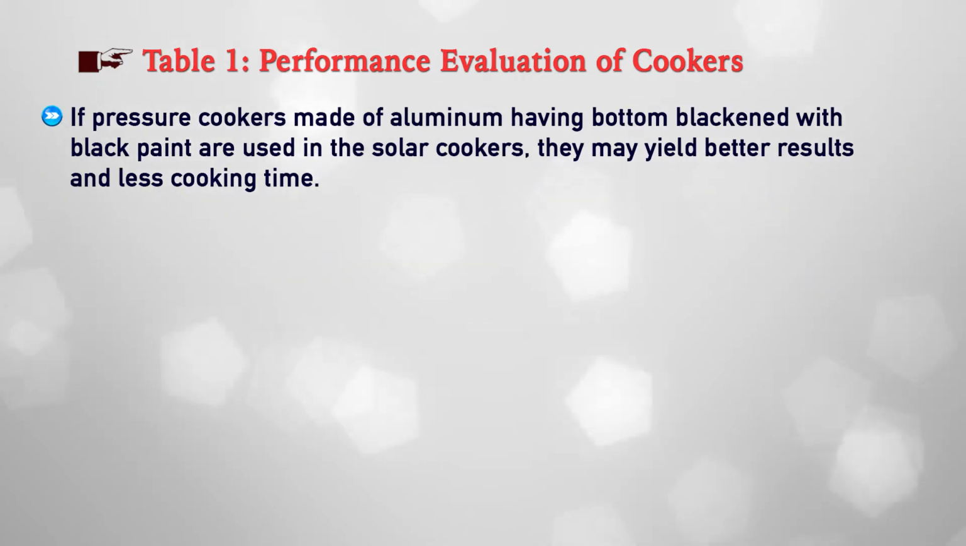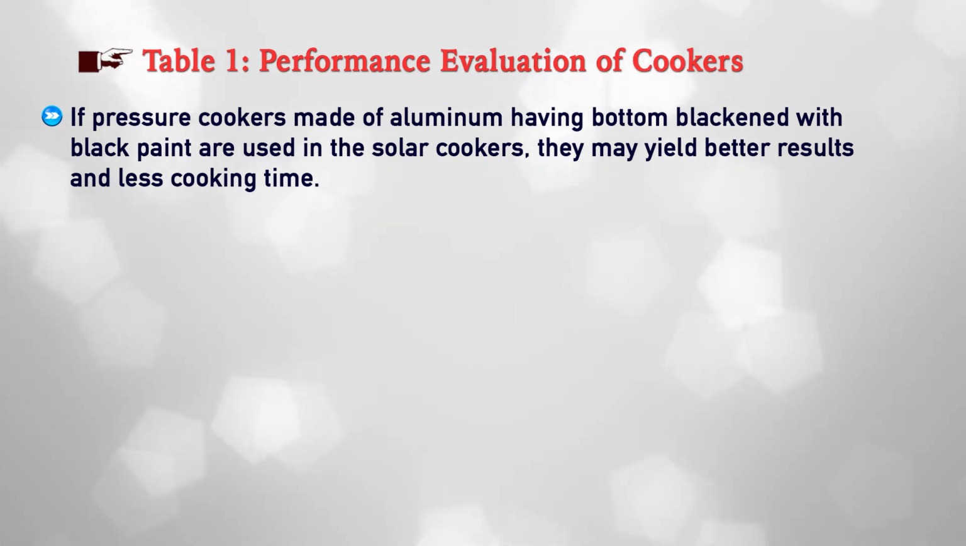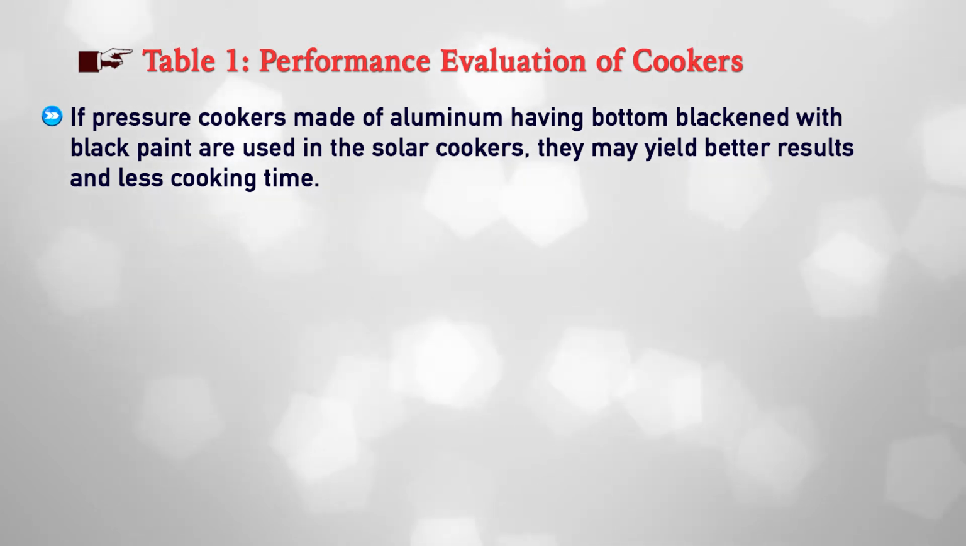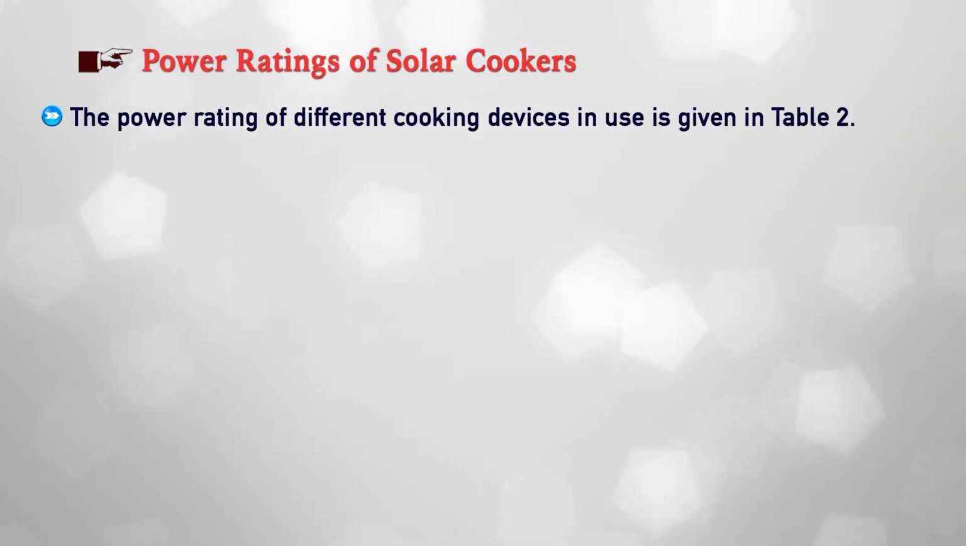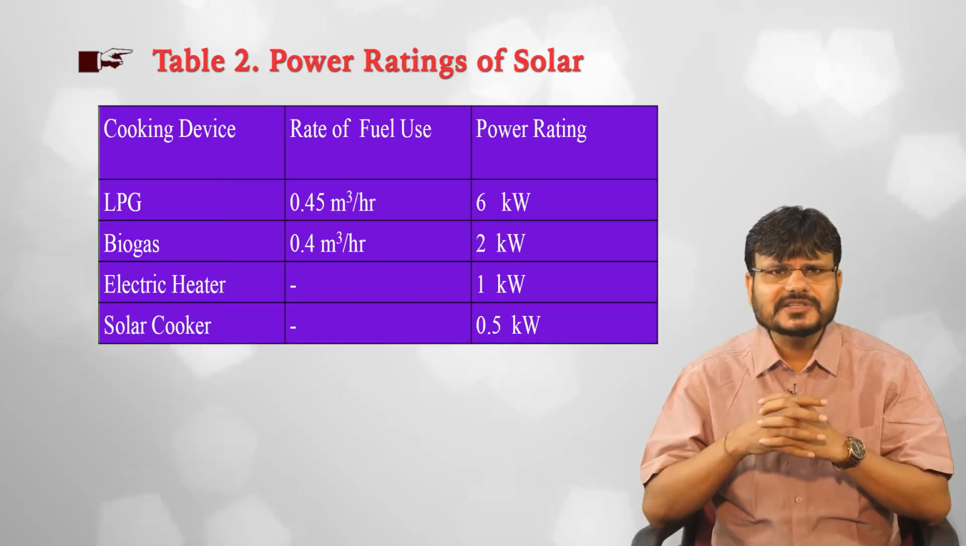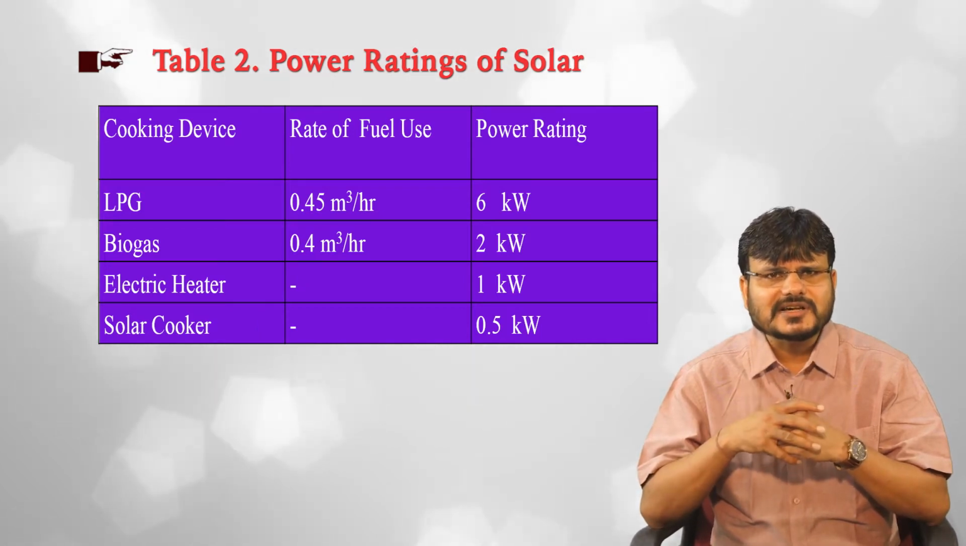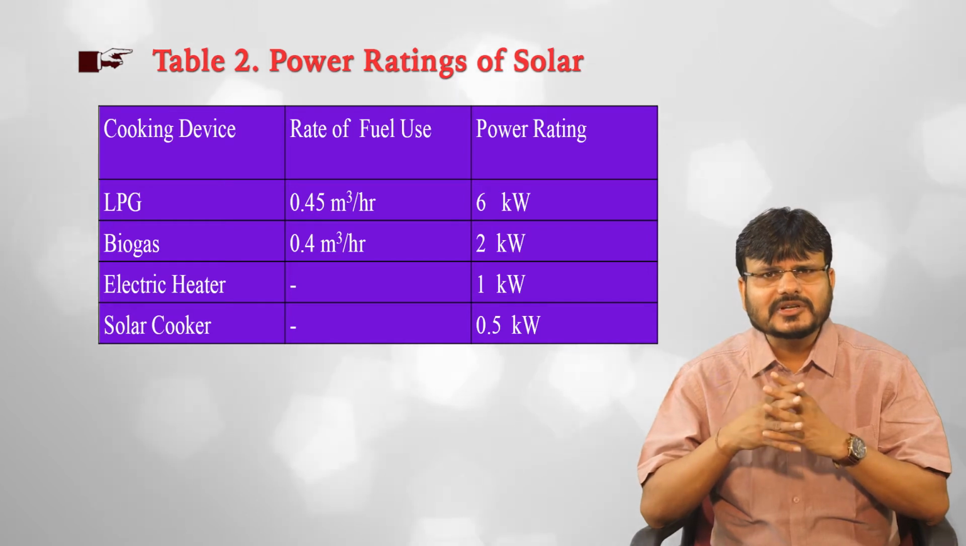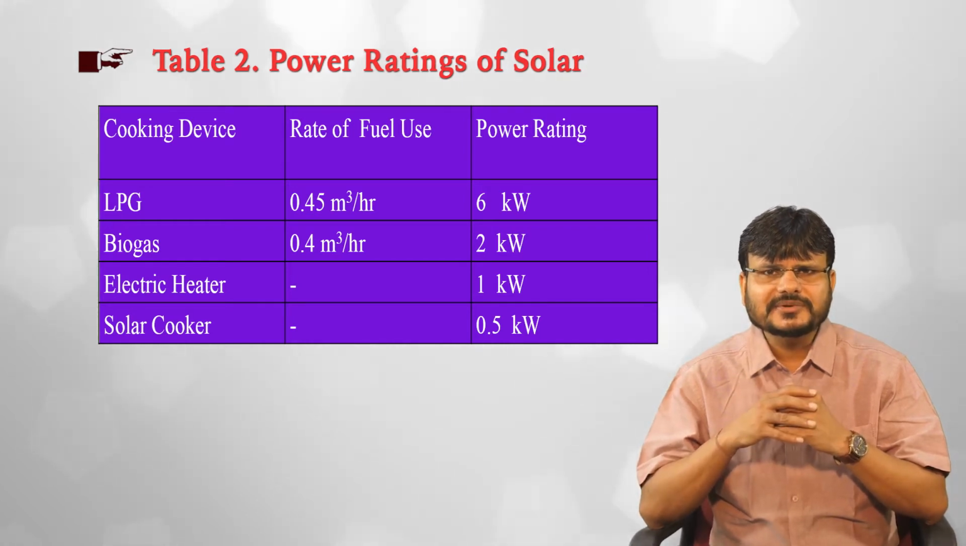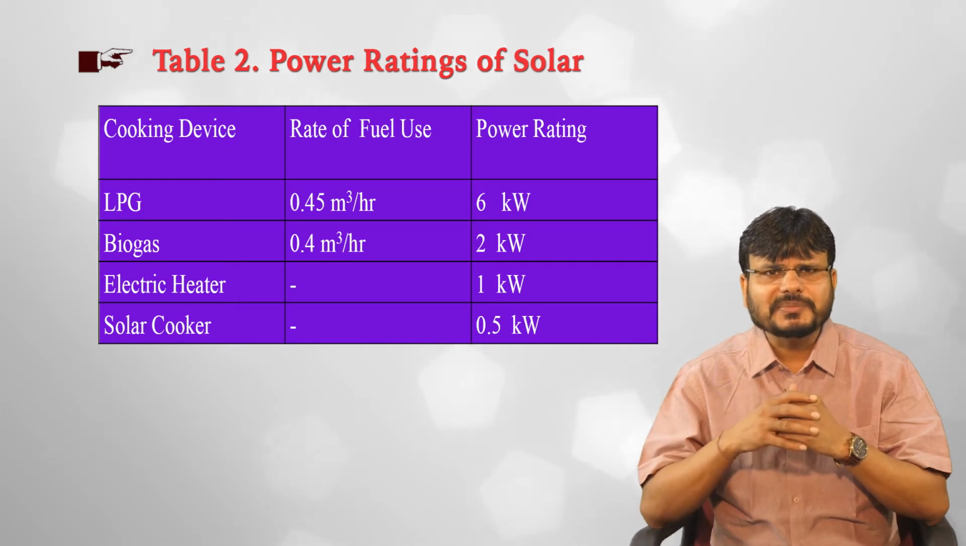If pressure cookers made of aluminum having the bottom blackened with black paint are used in the solar cooker, they may yield better results and less cooking time. Now we will discuss the power rating of the solar cooker. The power rating of different cooking devices in use is given in the following table. Here you can see that in the first column different cooking devices are given, in the second column the rate of fuel use is given, and the third column shows the power rating.